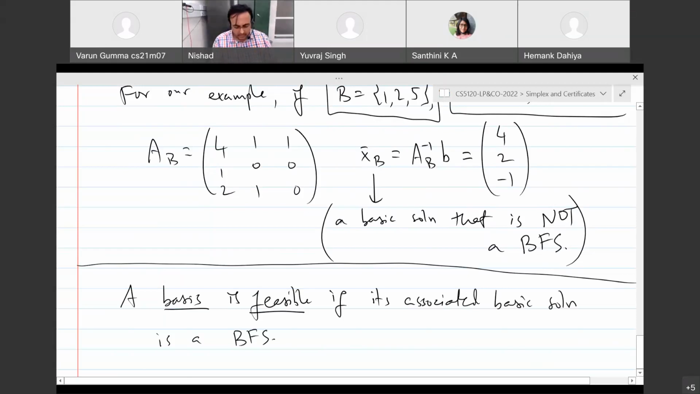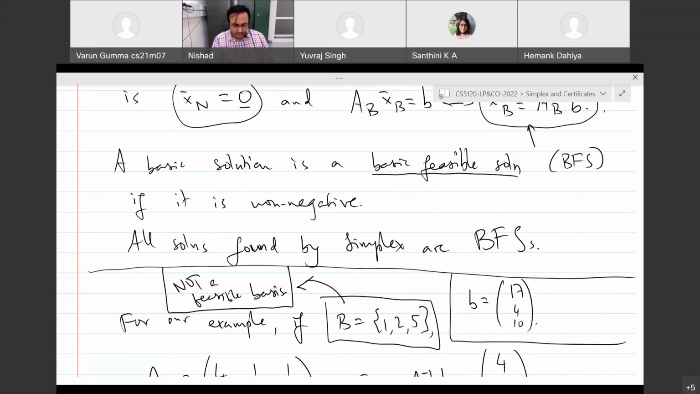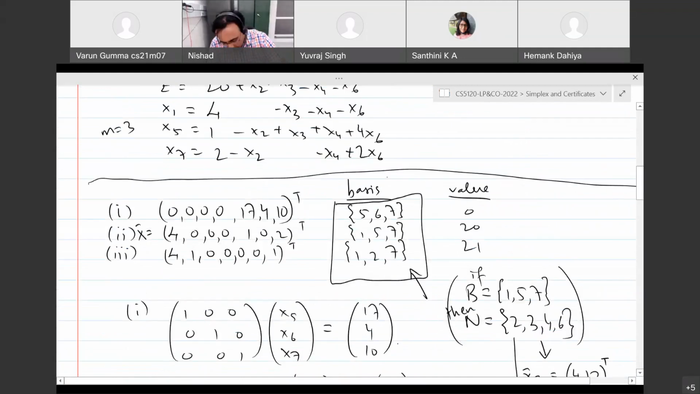Right? So in particular, this b equal to 1 to 5 is not a feasible basis because the corresponding solution is not a basic feasible solution, not a feasible basis. However, all of the bases found by Simplex are actually feasible bases. In fact, the plural would be bases.